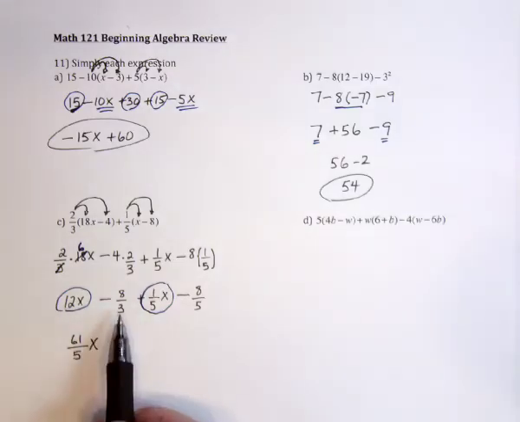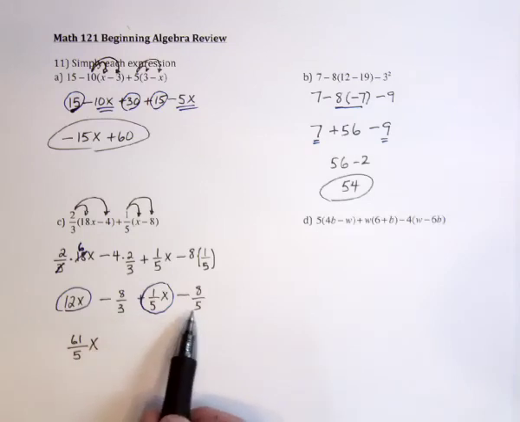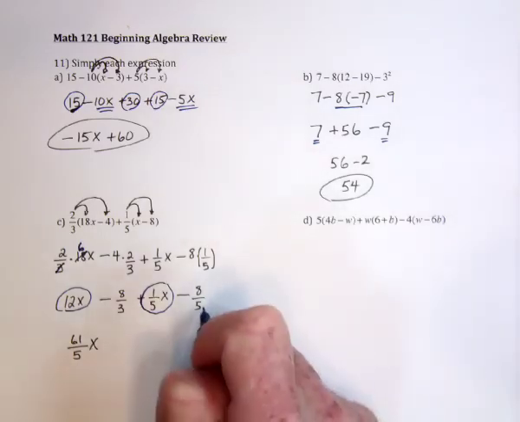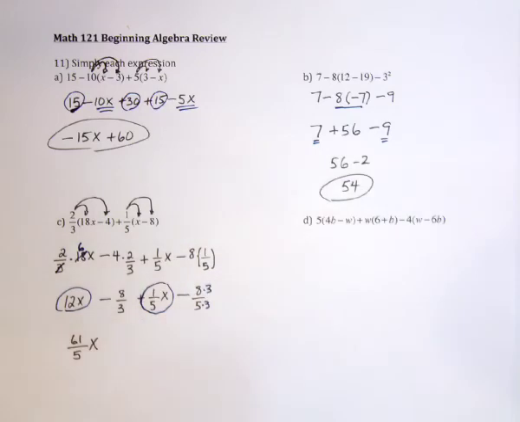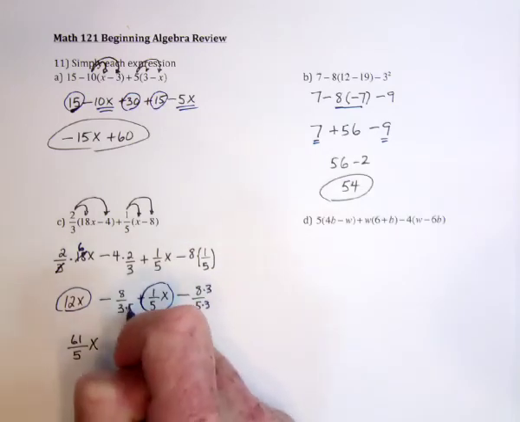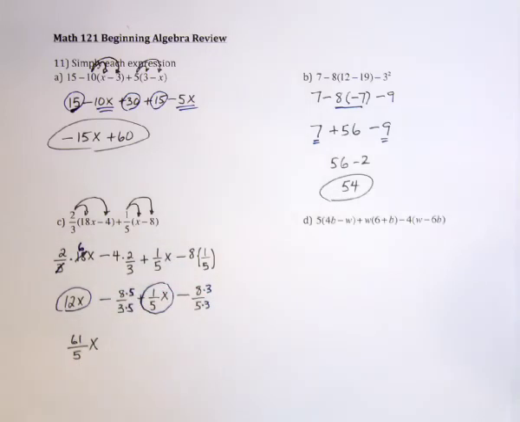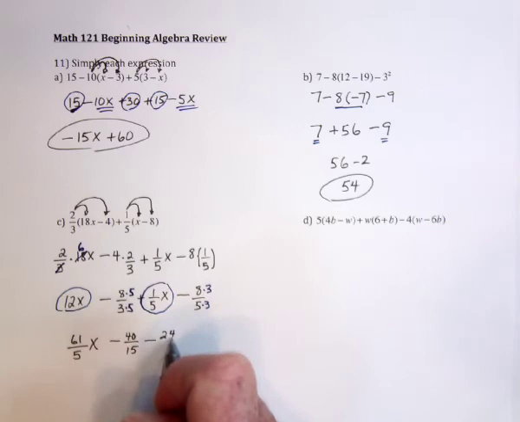Now we need to combine these two, the number terms. They would have a common denominator of 3 times 5 is 15. So this one, multiply by 3 on the top and the bottom. This one, multiply by 5 on the top and the bottom. So what we would have is negative 40 fifteenths for this one, and negative 24 fifteenths for the one on the right.